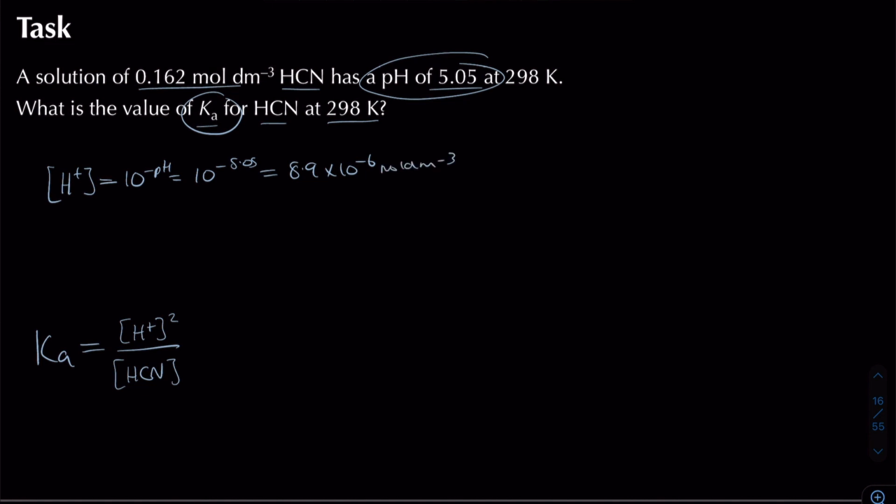Now I've got that value over here. All I need to do is sub that in, so I end up with 8.9 times 10 to the power of minus 6, and that's going to be squared, divided by the concentration of our acid, which is going to be 0.162. We put that in our calculator and we end up with a value that's going to be 4.9 times 10 to the power of minus 10 mole per decimeter cubed. And so here I've calculated a value for Ka in this example.